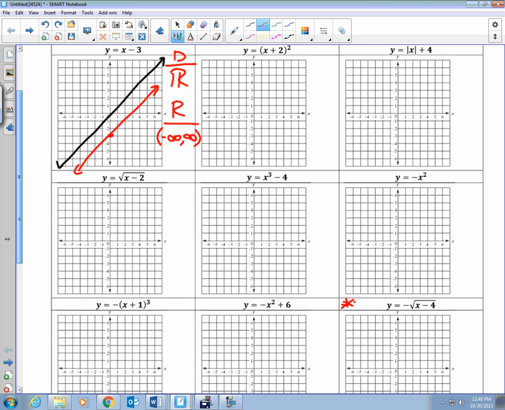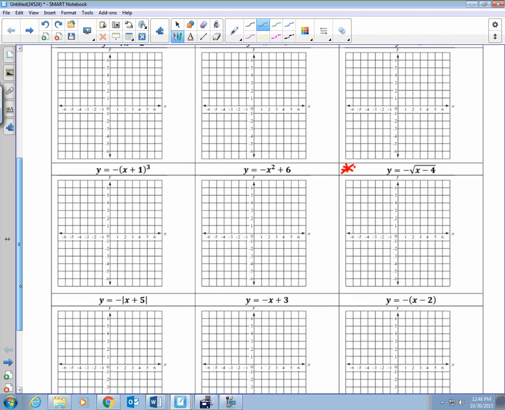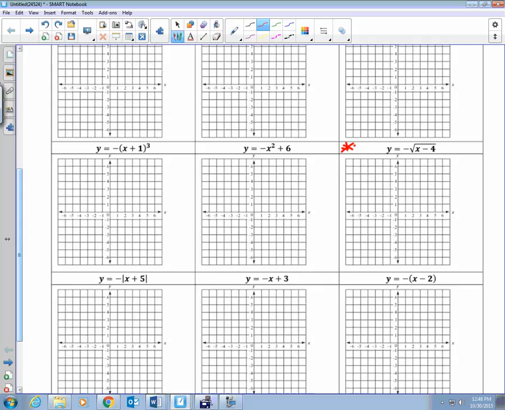Let's go to one where you do not have a domain of all real numbers, and it's a little bit more complicated. Please look at the one that I have starred up there. We have y equals negative root of x minus 4. Is the -4 on the inside or outside? Inside. So is it horizontal or vertical? What would you plug in to make 0? 4. So I move it 4 units.